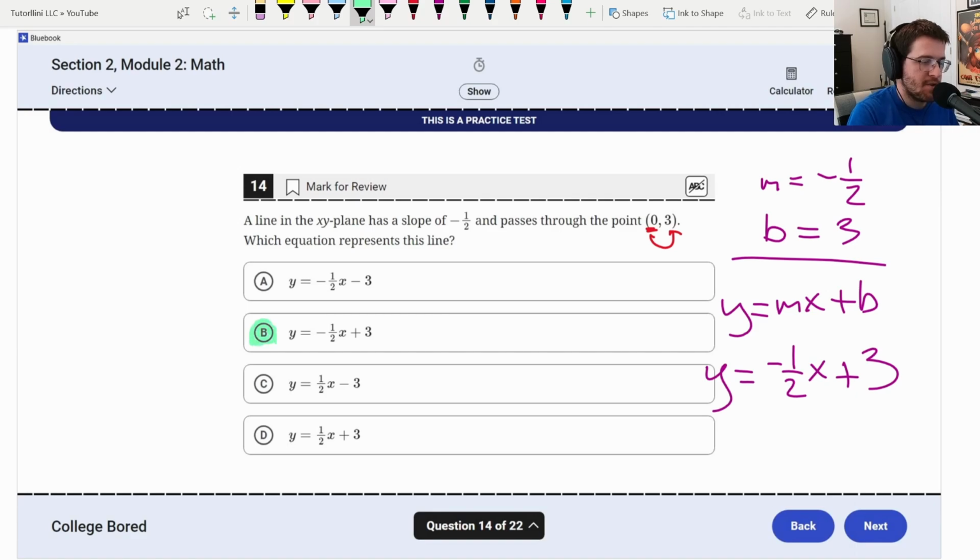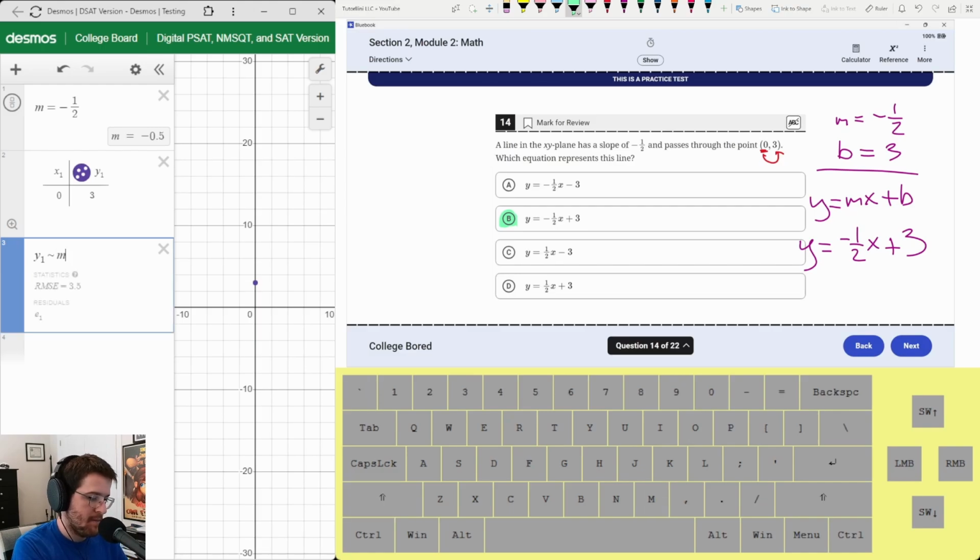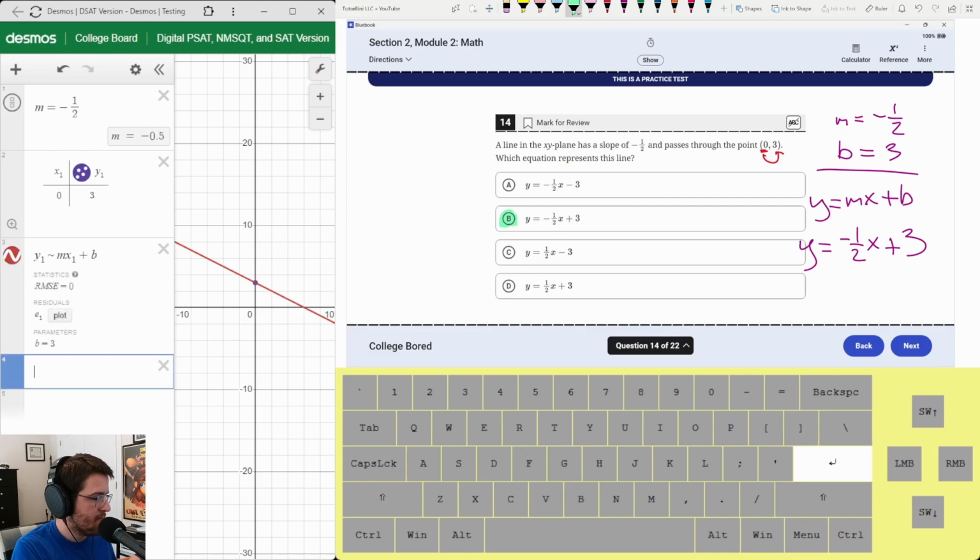We could do this on Desmos too, if you really weren't sure. Let's go over it anyway. Okay, so I put the slope in. I'm going to make a table. And I put the point in, (0, 3). Then on the next line, I regress: y1 tilde mx1 plus b. And you see it still gives you that line and tells you the y-intercept is 3. And if you typed in y equals -1/2 x plus 3, it would perfectly replace that red line and go through that point, which means we did a good job.